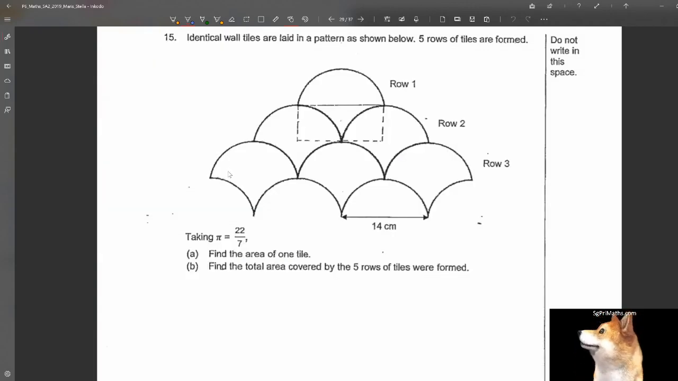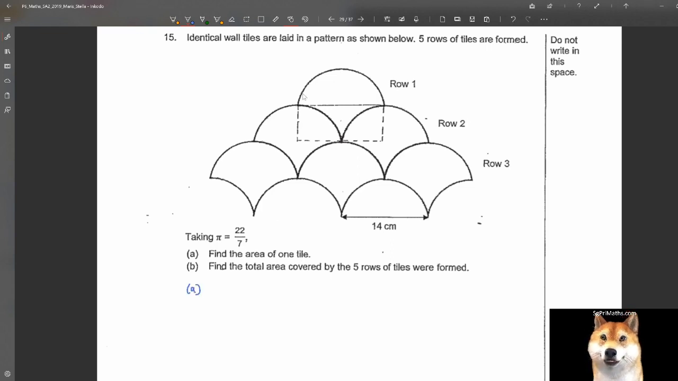Question 15. Identical wall tiles are laid in a pattern as shown below. 5 rows of tiles are formed. Row 1 has 1, row 2 has 2, row 3 has 3, and so on and so forth. Taking pi equals 22/7. Part A, find the area of one tile. So one tile is this.